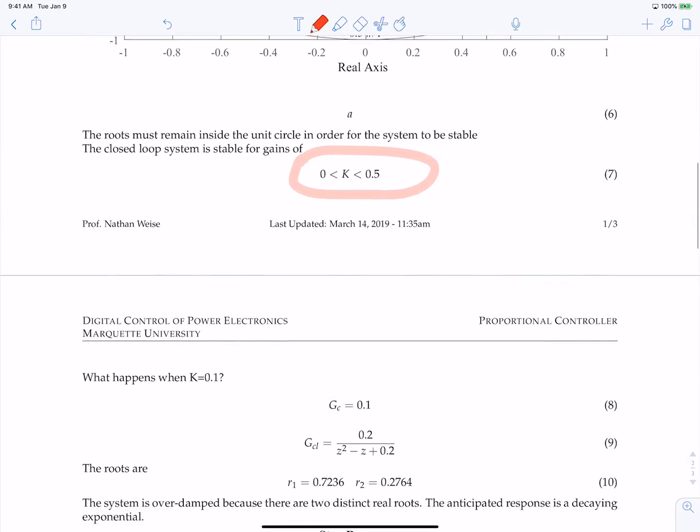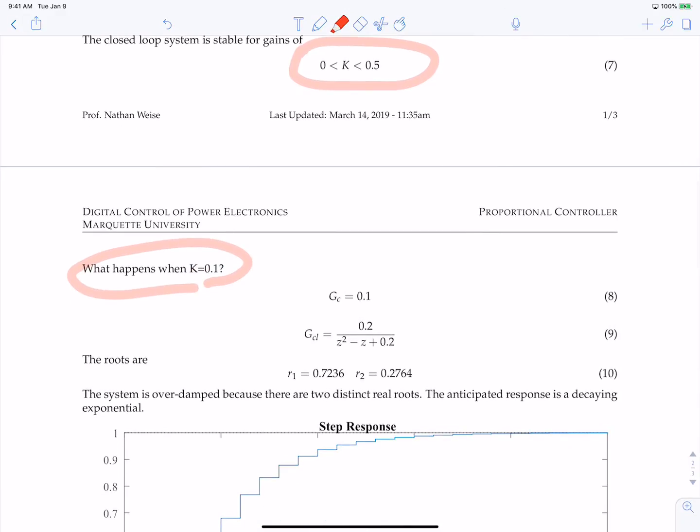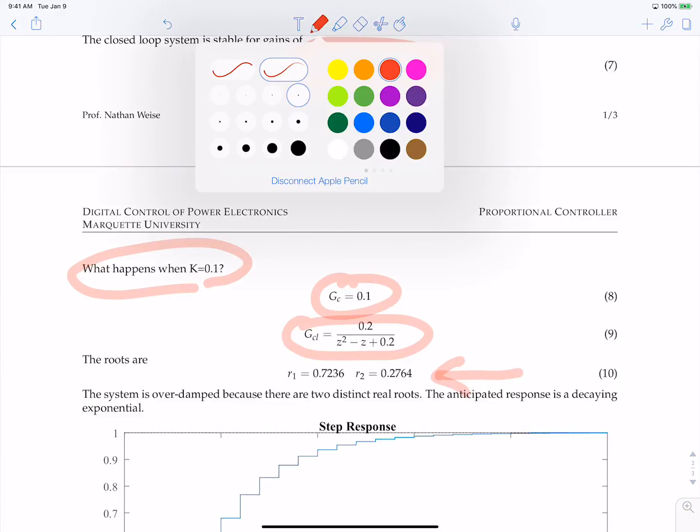Okay. Let's pick something arbitrarily. We'll have a K of 0.1. Let's see what happens. So we'll plug that in for a controller. We plug that into our closed-loop response in equation 9 and calculate the roots of the characteristic equation, or the denominator. And what we get here is equation 10. And you can see we have two real roots, 0.7 and 0.27. Let's go see if we can put these on here.